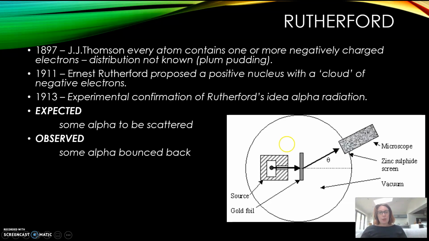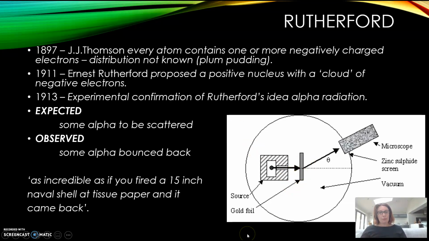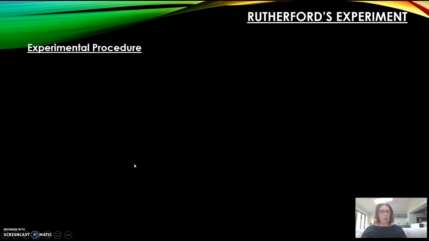What he observed was some of the alphas bouncing backwards. He said, "It's as incredible as if you fired a 15-inch naval shell at tissue paper and it came back." So they didn't really expect this backwards bouncing to happen, and he needed to explain it.